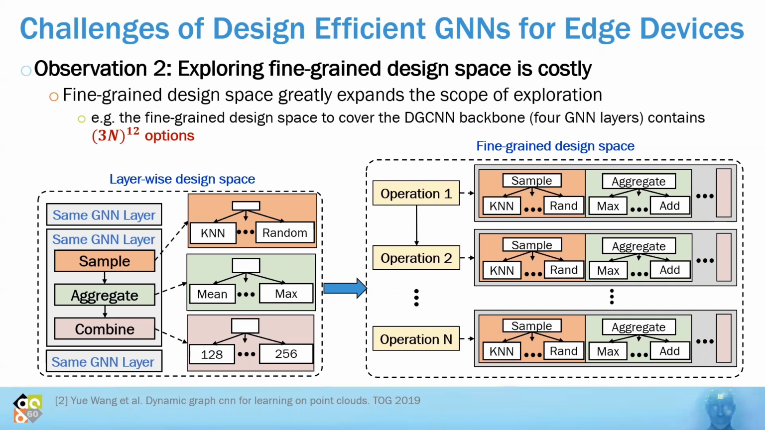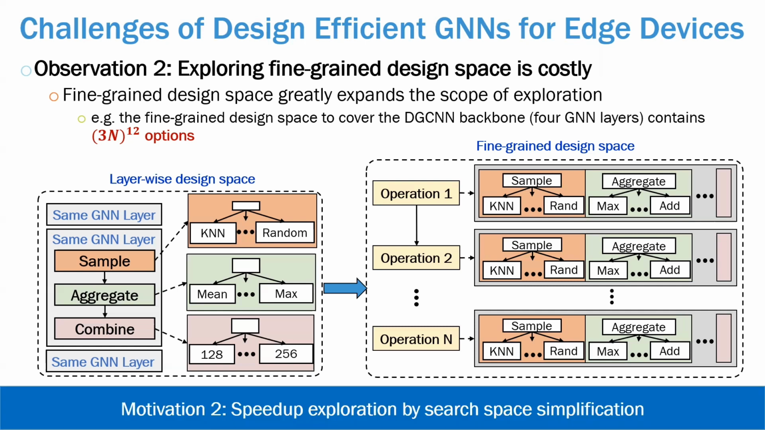Such huge design space is difficult to be fully considered by manual design. Fortunately, the automatic method of neural architecture search provides us a way to explore the huge design space, but such huge search space will lead to a high search cost. Hence, this leads to our second motivation, speed up exploration by search space simplification.